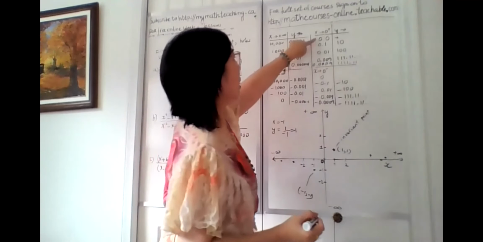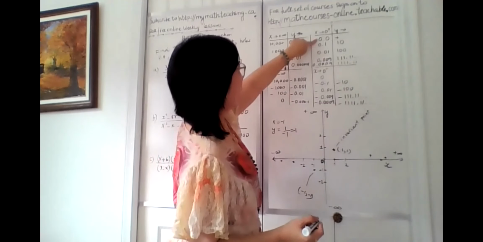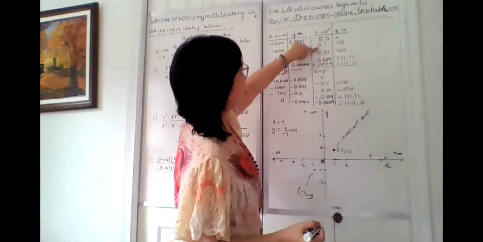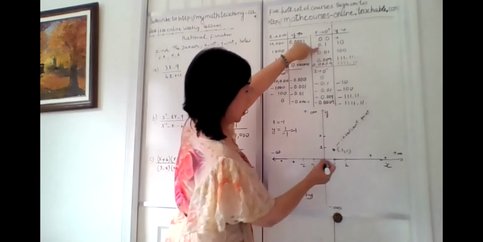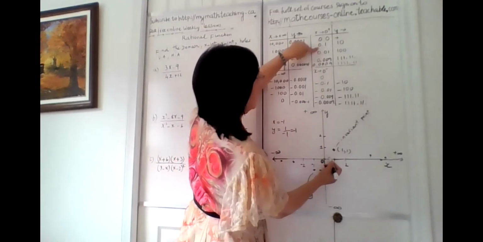Now let's look at an x when x approaches a very small number. So let's say if x is over 0 a little bit, what happened to our y?